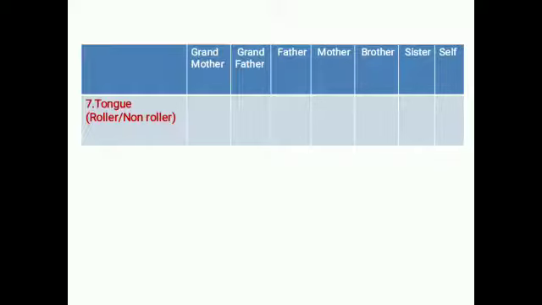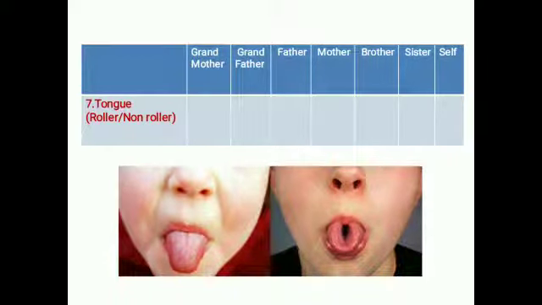The tongue, roller and non-roller. Now see the diagram. The first one is non-roller and the second one is roller tongue. Now the same is here, you observe it and mention it in the table. Have you got it about the activity? In this activity, note the following characteristics in your grandparents, parents, your brother, your sister and yourself in the table.